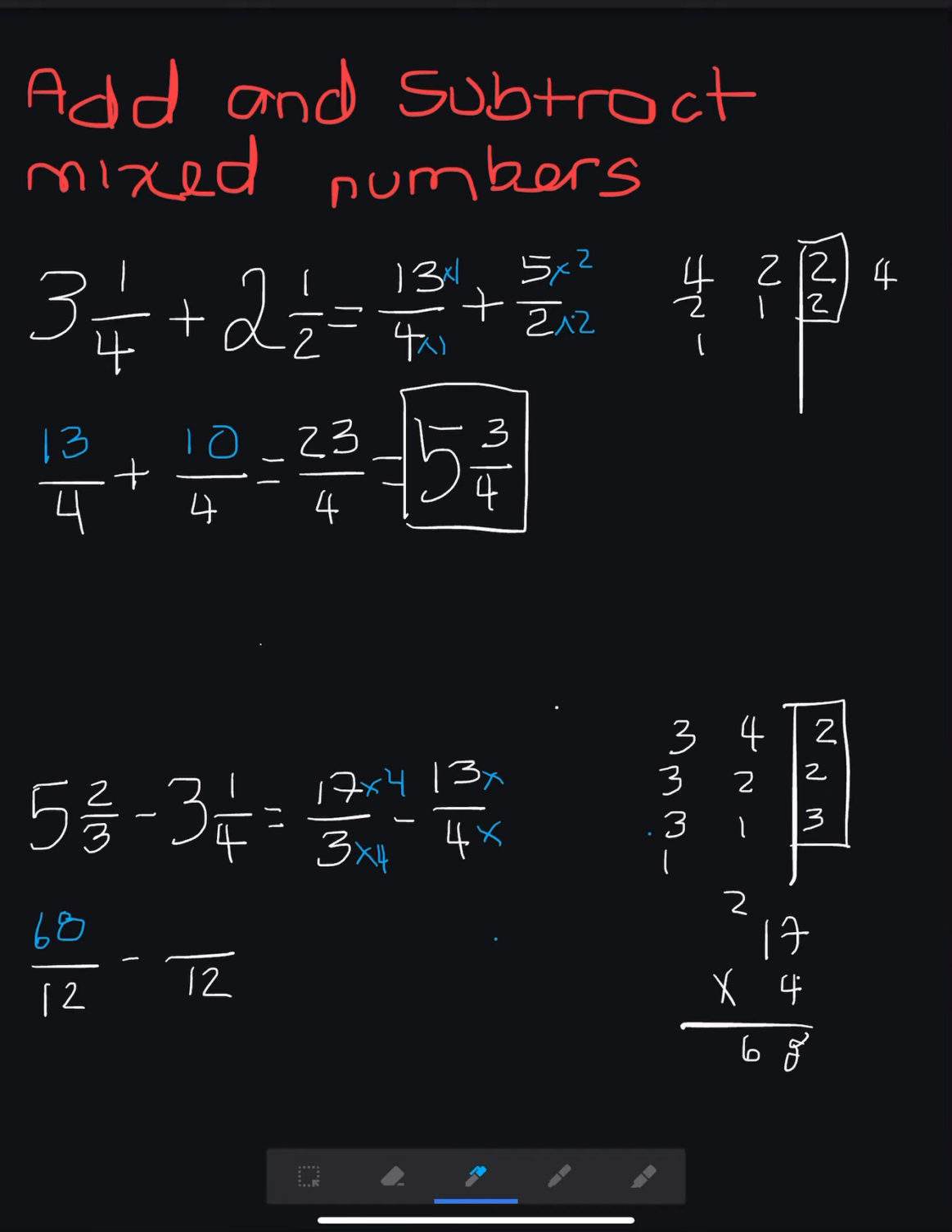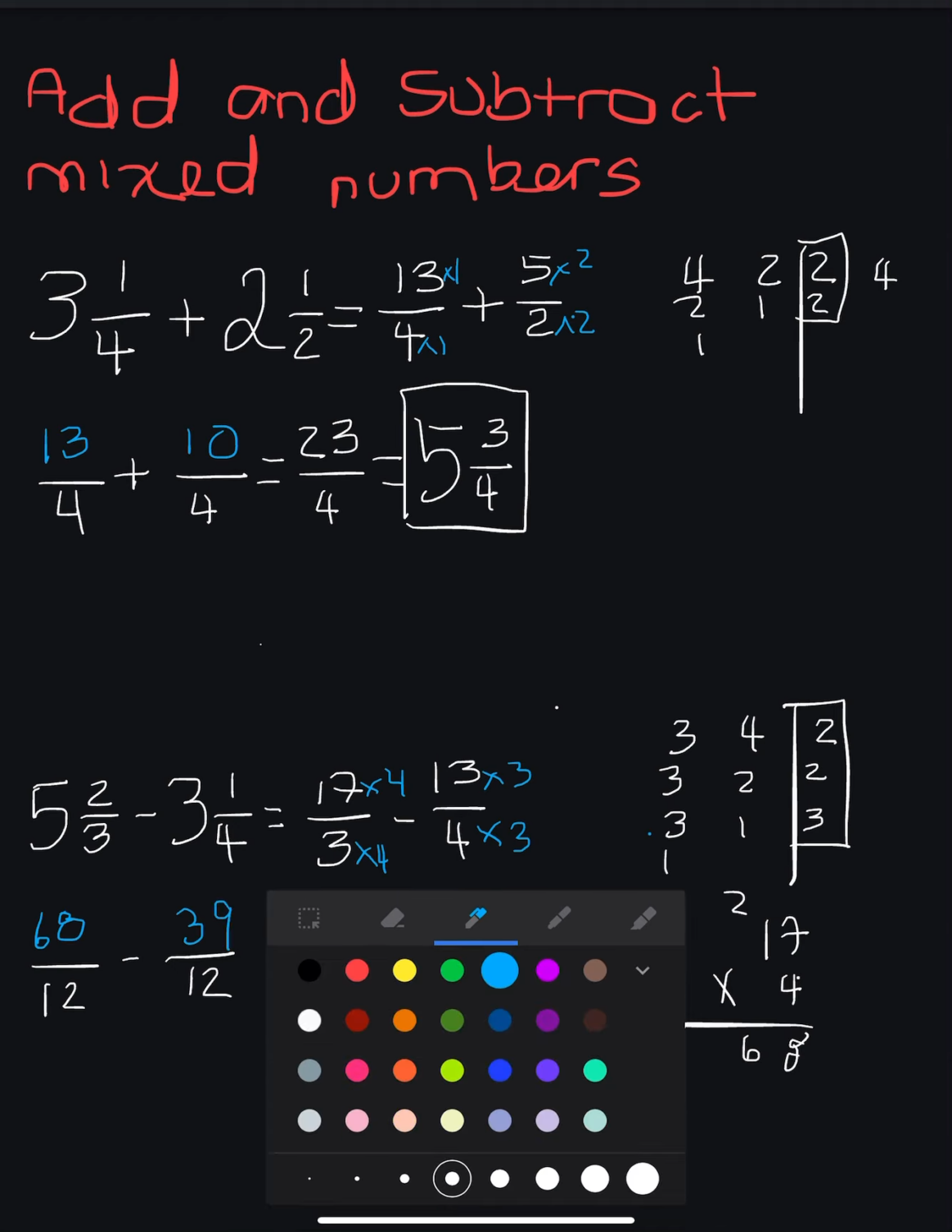twelfths. And the second one is 4 times what is 12? 4 times 3 is 12. And 13 times 3 is 39. Again, if you don't know how to do it, you can always do the multiplication. Now we can do the easy part.